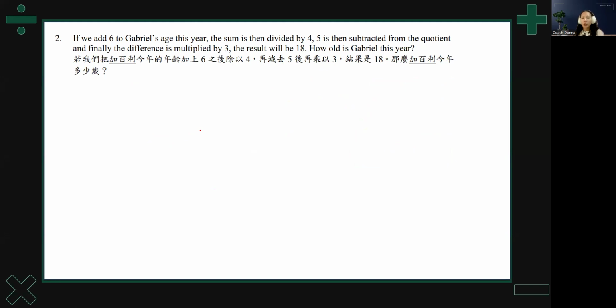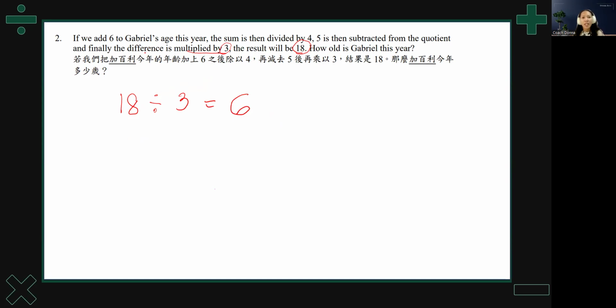What we're going to do here, if you have problems like this, when you have a sequence of operations, you will just have to do the reverse operations, starting from the result or the final outcome. So the result will be 18, so we start at that. That is the result when you multiply by 3. But remember, we do the reverse operation. The reverse of multiplication is division. So 18 divided by 3, that's 6.